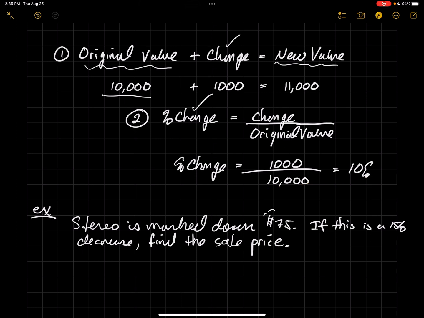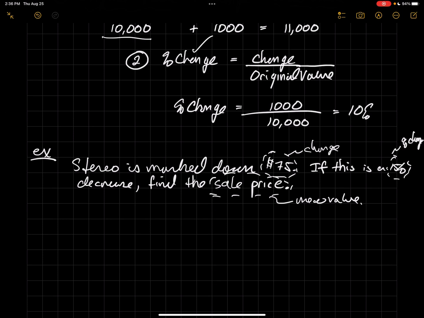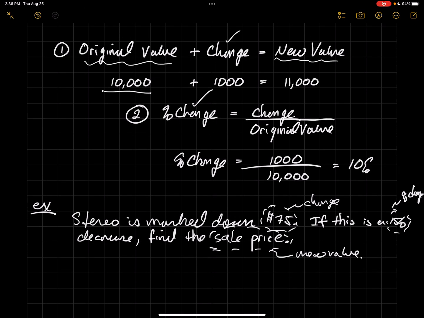Okay, so first of all, the $75, that's the change. The 15%, that one's kind of easy to detect. That's the percent change. And then the sale price would be the new value. Okay? So we're given two pieces of information, and we're asked to find the sale price. Okay? So let's go ahead and use equation number 1 and see if we can determine this.